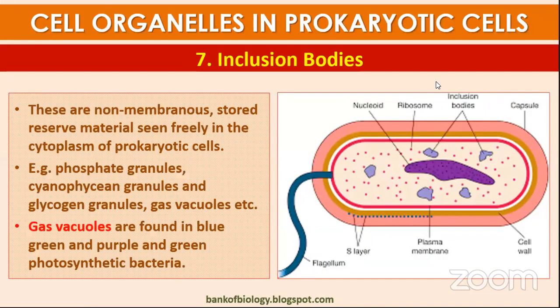Then inclusion bodies. These are non-membranous structures which store reserve food material, seen freely in the cytoplasm of prokaryotic cells. Examples: phosphate granules, cyanophycin granules, glycogen granules, and gas vacuoles. Gas vacuoles are found in blue-green and purple and green photosynthetic bacteria.